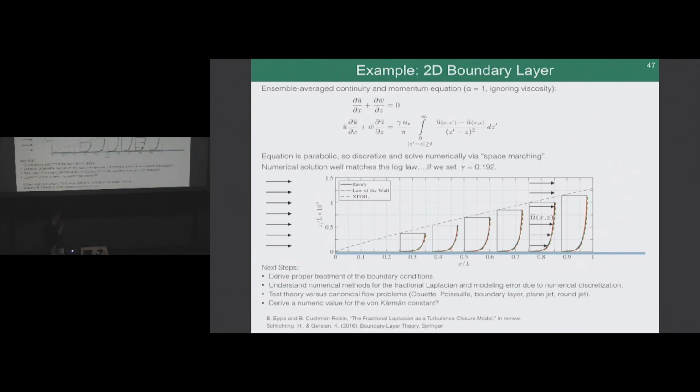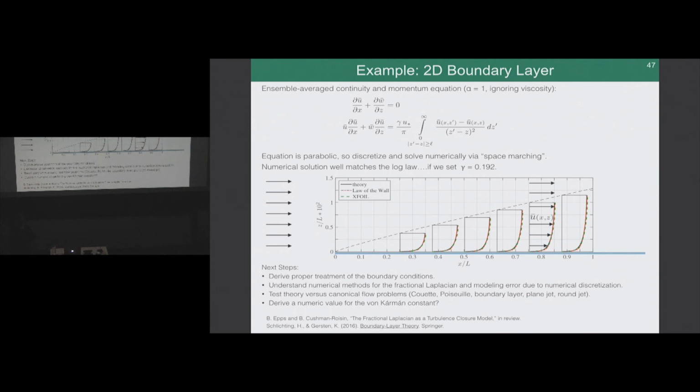We can go back to this boundary layer problem. It's a little bit more complicated. This is a two-dimensional problem. So we have the continuity equation plus the two-dimensional momentum equations. What you find if you go through the math is that this equation is actually parabolic, which means you can solve it numerically using this technique called space marching. And if you do that, and you set this free parameter gamma to 0.192, then this governing equations will give us a turbulent boundary layer profile, which exactly matches the law of the wall.